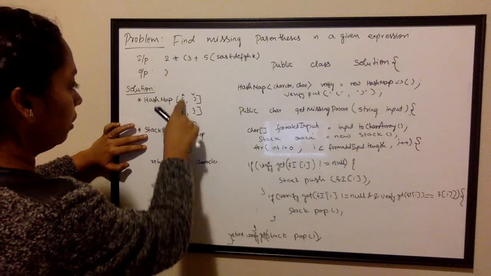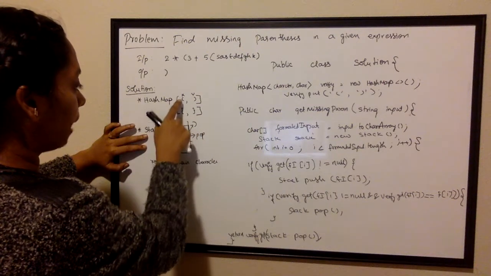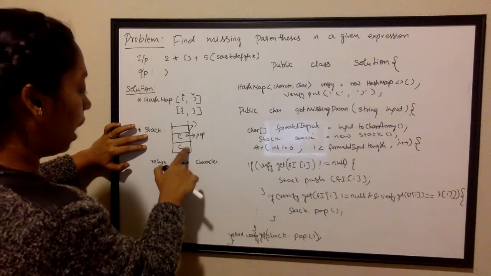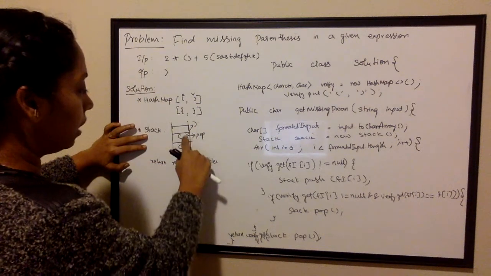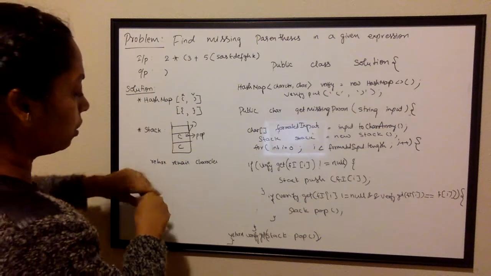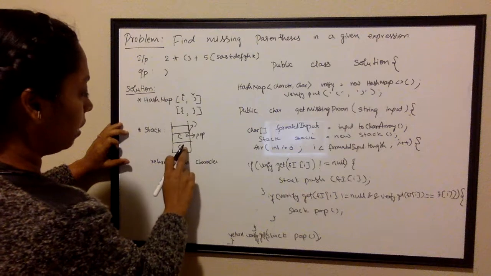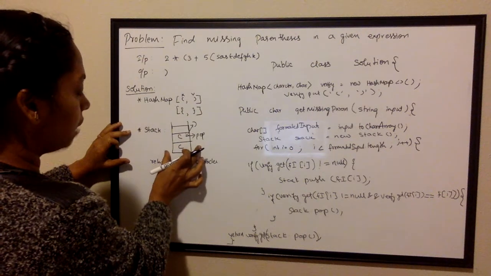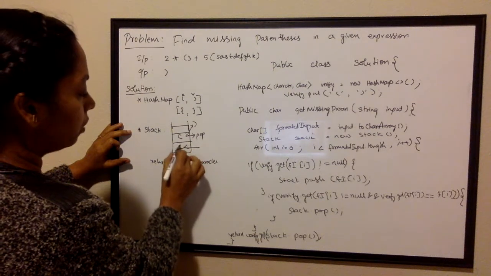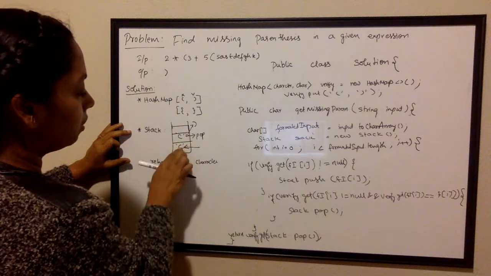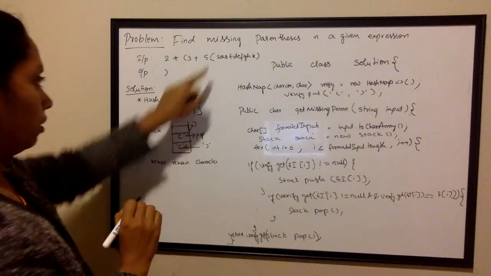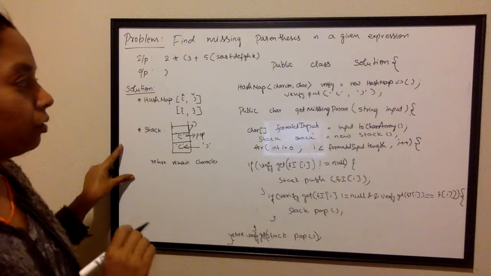As I find this kind of bracket or brace, I'm going to push it into the stack. And if I find a matching one, I'll pop it out. So at the end of the expression, if I have anything remaining in the stack, I would know that the corresponding value for this brace would be the missing parenthesis. So that is the solution.